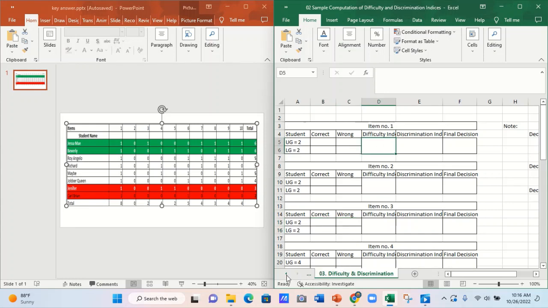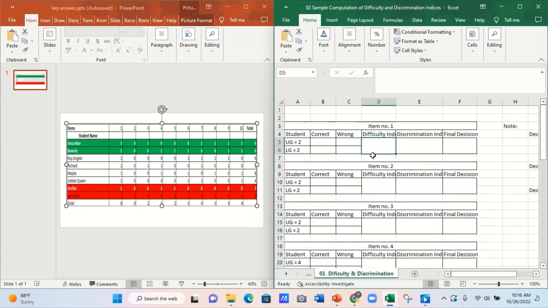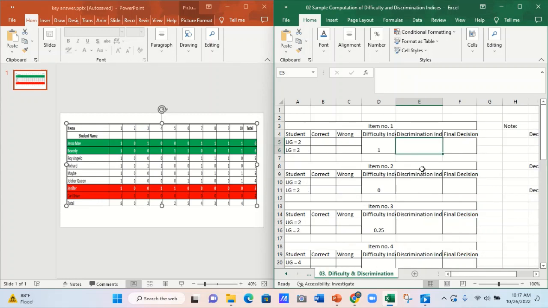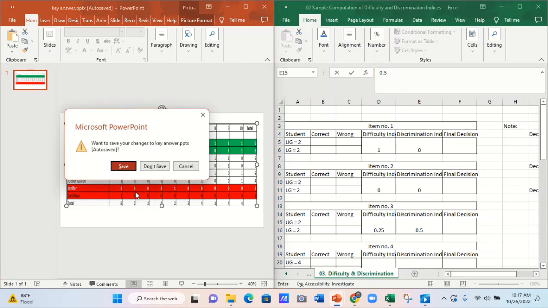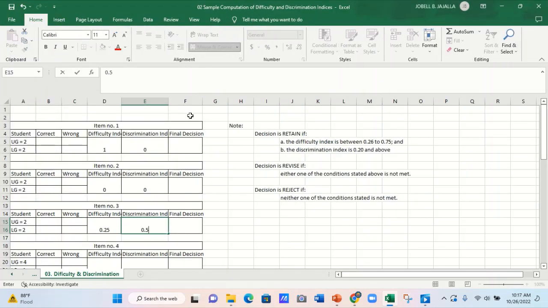So, ang difficulty index na to, balik ta sa first sheet. So, 0.25, not 2.5. And sa discrimination index, balik ta. So, 0.5. Now, let's take a look, no, sa atong final decision.